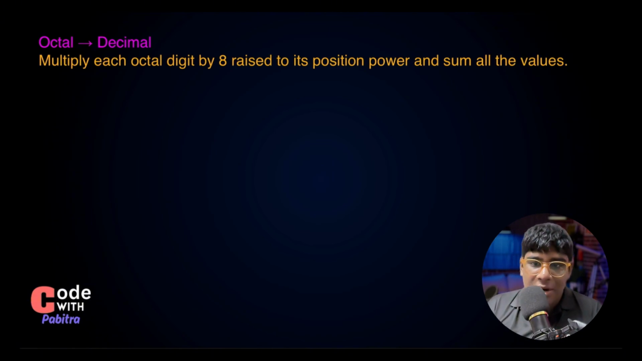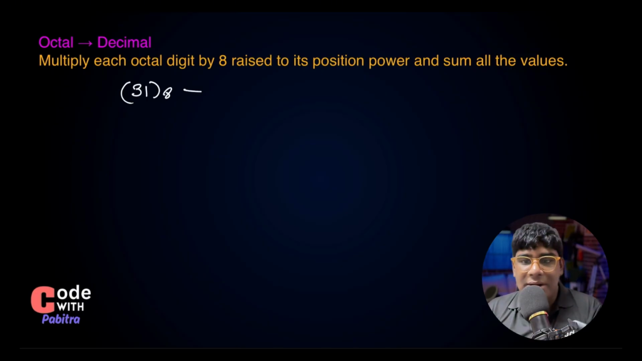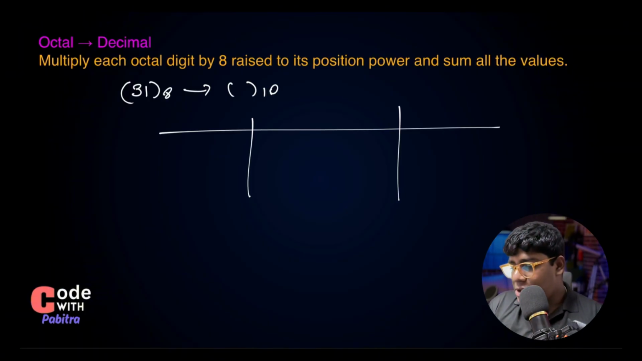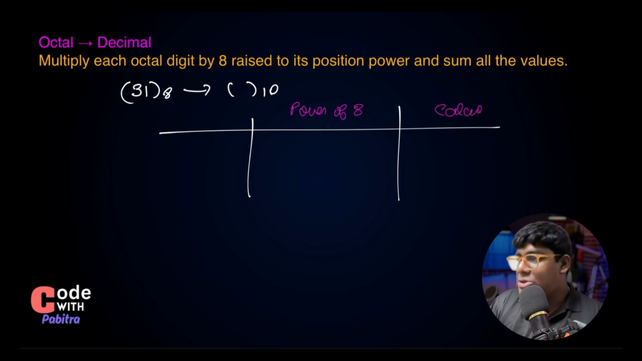To convert this 31 base 8 to decimal, let's make a table like that. And this is the power of 8. And here we'll do the calculation. Okay, so 3 and 1.